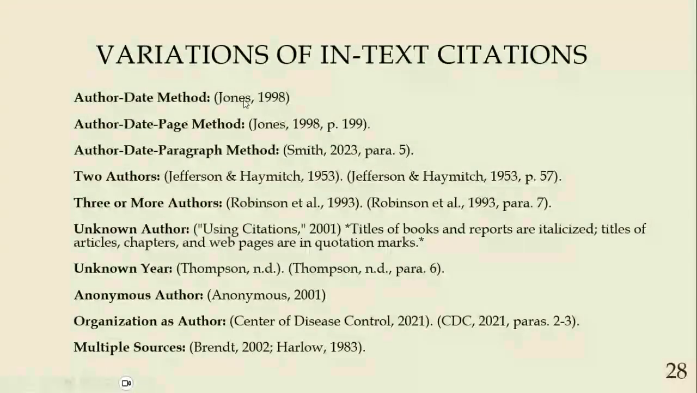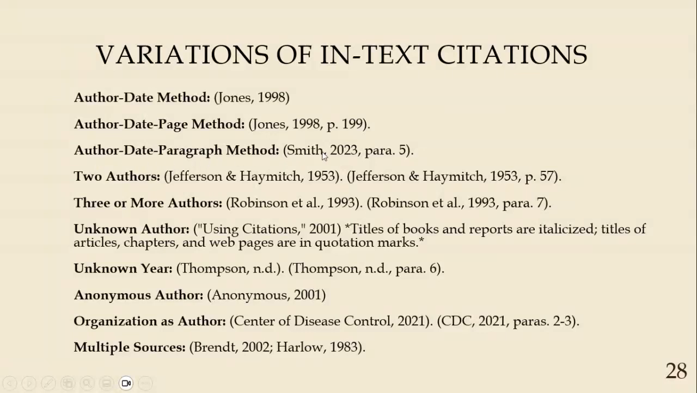So the author date method is very simple. It's going to be the author's last name, comma, the year of publication. Now, if we had a page attached to that, that's because we used a direct quote as opposed to a paraphrase or a summary. So with the author date page method, the only difference is that this citation is used for a direct quote, which would warrant the need for a specific page or a paragraph number. You could use the abbreviation, a lowercase p and the period and then the page number. If there were multiple pages, you would put two lowercase p's and then the period.